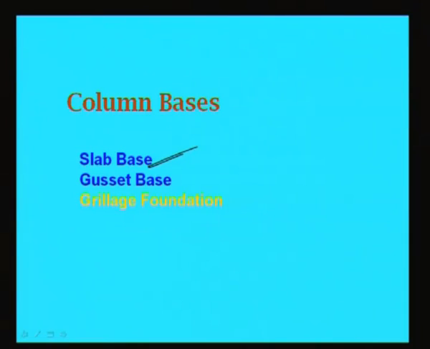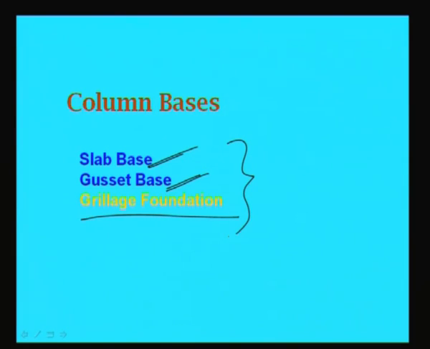Three types of column base are generally used. One is the slab base, where the load is a little less, and then the gusset base, where the load is high and generally when moment is also coming into the picture, eccentricity is coming into the picture, and then another is the grillage foundation. This generally nowadays we don't use, but still I will give an overview of grillage foundation also. This last module will consist of 2 lectures, and in 2 lectures I will try to cover these aspects.